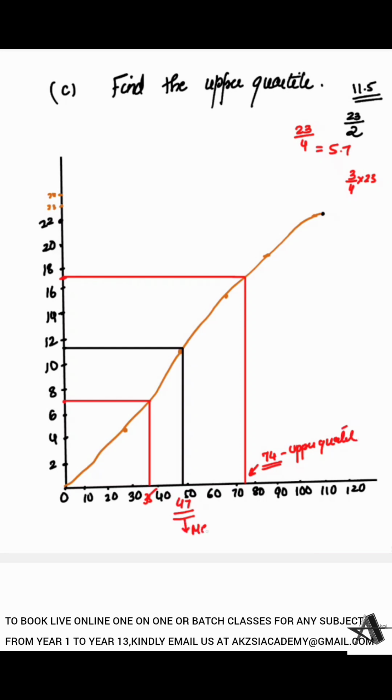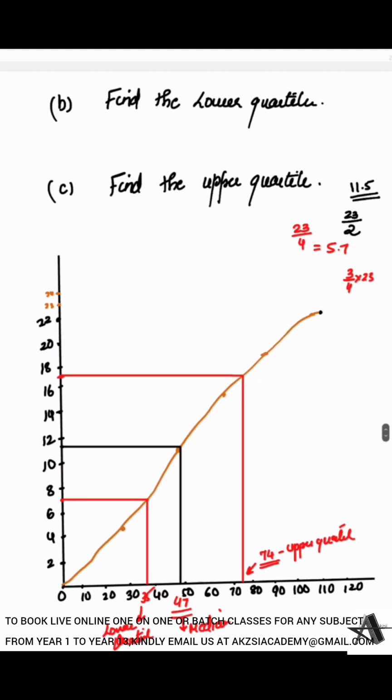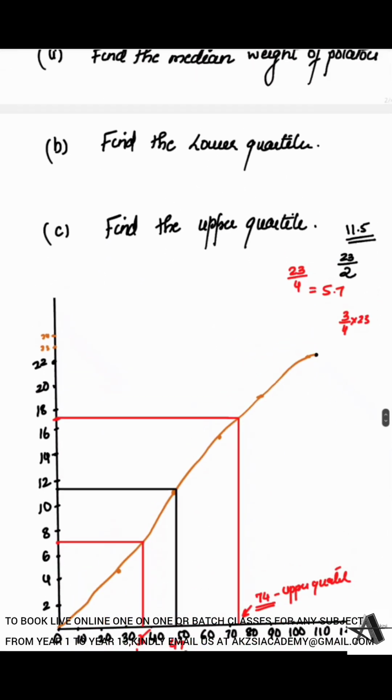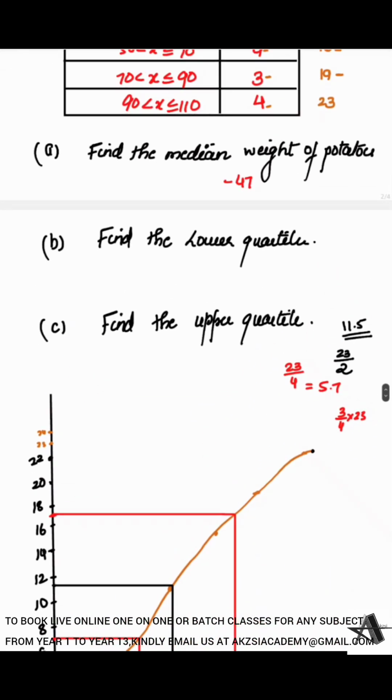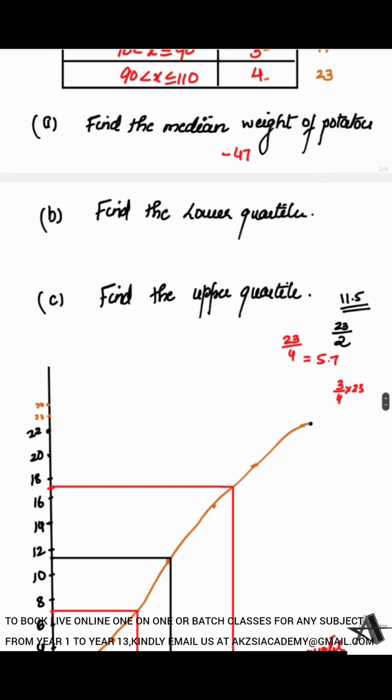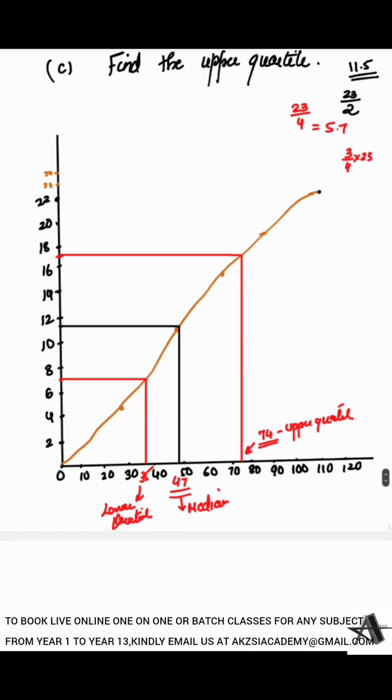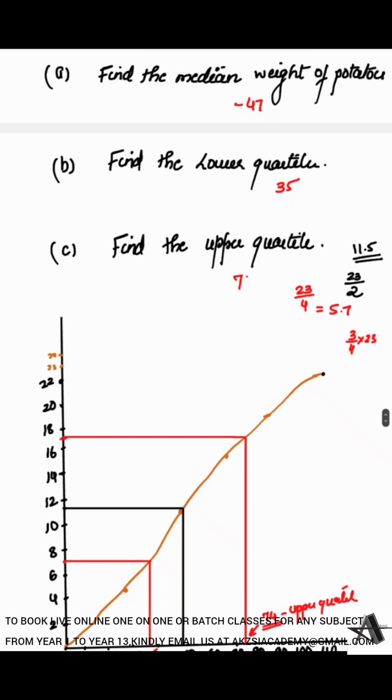This is median and this is lower quartile. This is how you can calculate. So how much did I get for the median? I got median as 47, approximately. Lower quartile approximately 35 and upper quartile approximately 74. And you can clearly see median is always lying between lower and upper quartile.